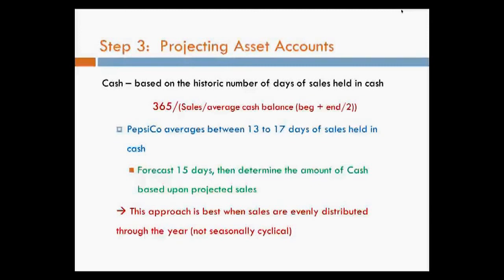In Pepsi's case, in our book, we average somewhere between 13 and 17 days in cash. If we wanted to, we'd say best judgment here is we'll use 15 days of sales held in cash. And then because we know our projected sales value, we can then project our cash just by unwinding this.